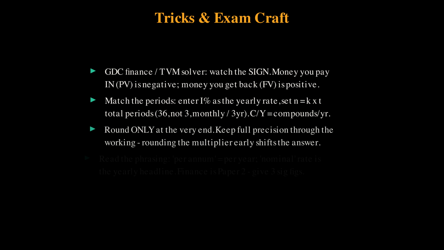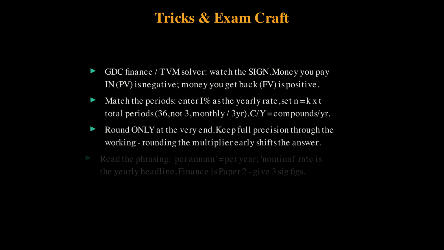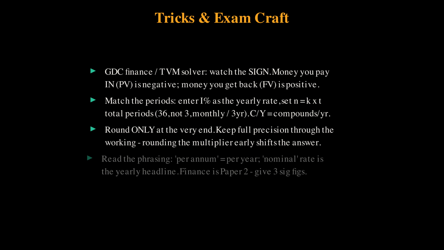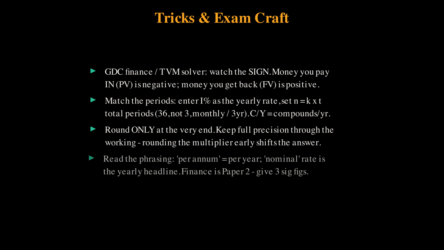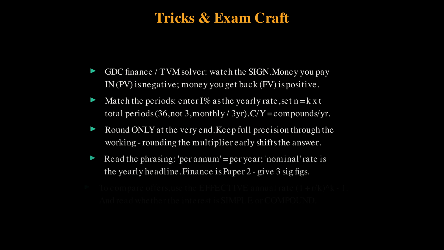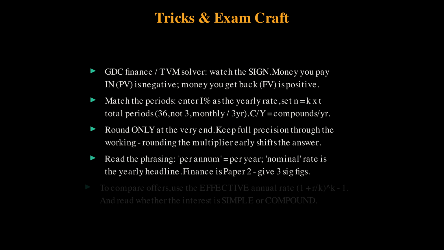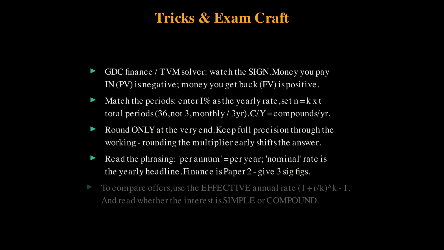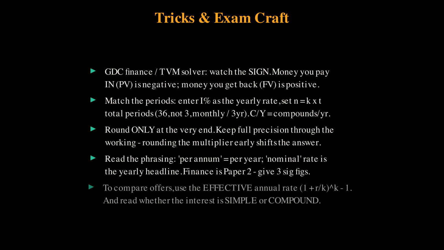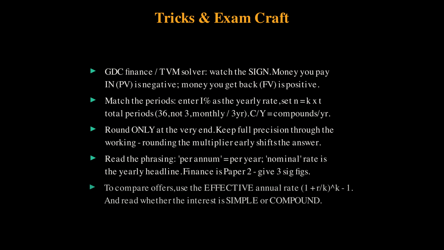Third, round only at the very end. If you round the multiplier early, the error compounds too. Fourth, watch the wording. Per annum means per year. A nominal rate is the yearly headline, split across periods. And since finance sits on paper too, give 3 significant figures. And fifth, to compare two offers fairly, convert each into its effective annual rate, 1 plus r over k to the k minus 1. And always read whether the interest is simple or compound before you start.